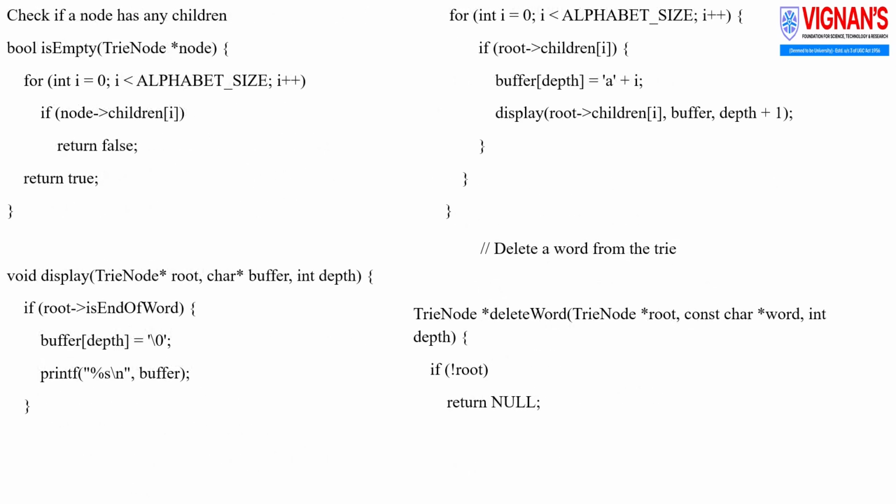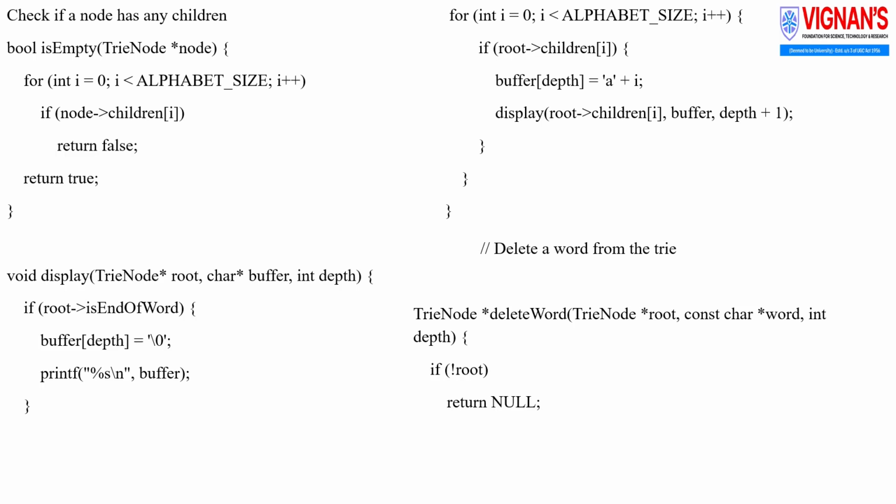Advanced trie functions. This slide explains some advanced operations used in a standard trie. The isEmpty function checks whether a trie node has any children. It scans all possible child pointers, and if at least one child exists, the node is not empty. This function is mainly used during deletion to decide whether a node can be safely removed.